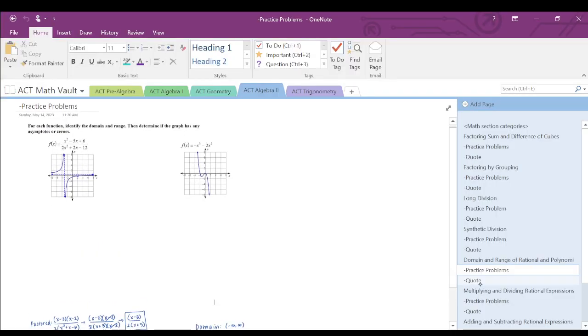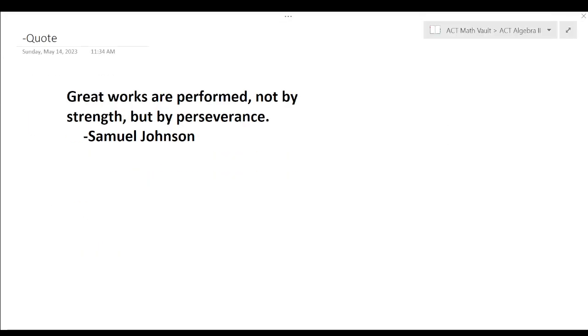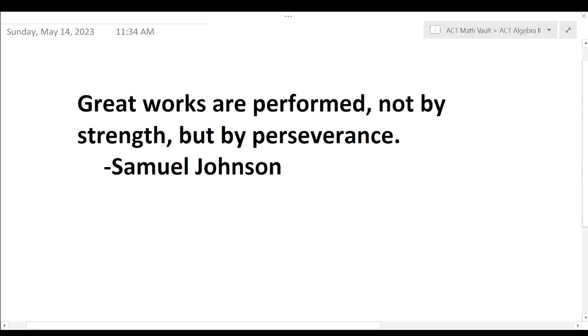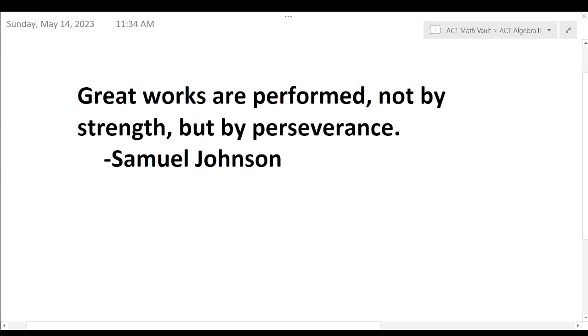Before I leave you, I want to discuss one of my favorite quotes. Great works are performed not by strength, but by perseverance. At school, we like to talk about the growth mindset, meaning that if you put your mind to something, you can really become better at whatever task that is. And so this, I think, is fitting for when we learn things that are difficult.